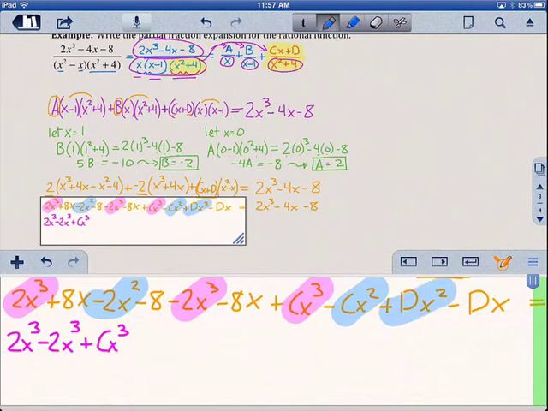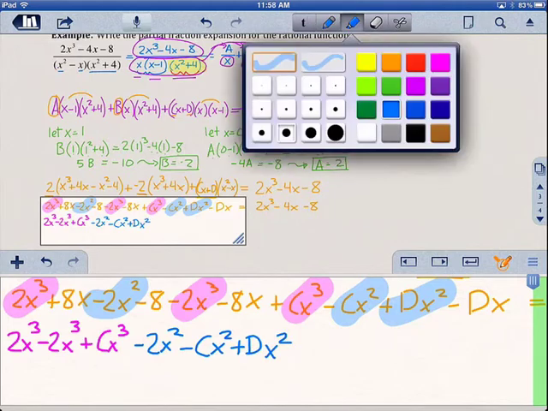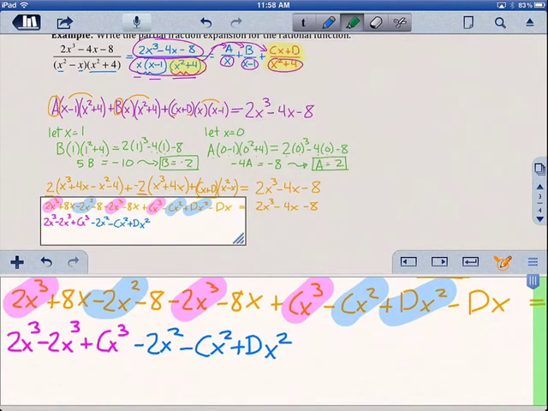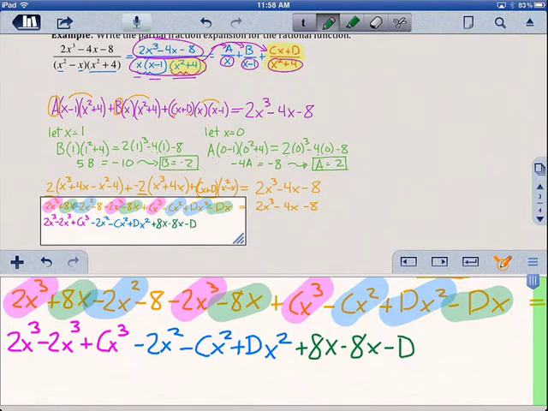And so I get minus 2x squared minus cx squared plus dx squared. Then I'm going to group all the terms with just an x to the first. So I'm going to get plus 8x minus 8x minus dx. And then I'm just going to combine all the constants. So here we just have a negative 8.